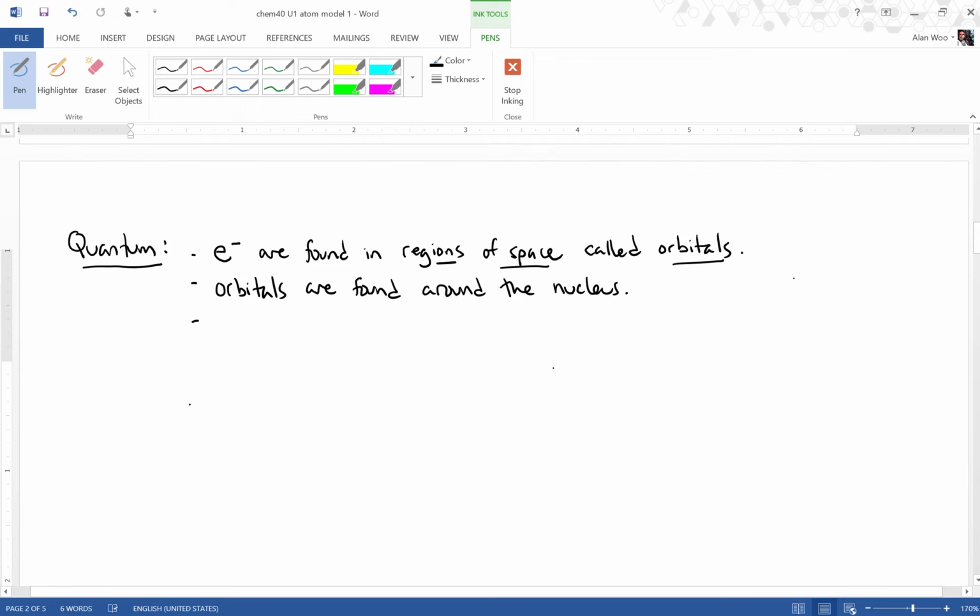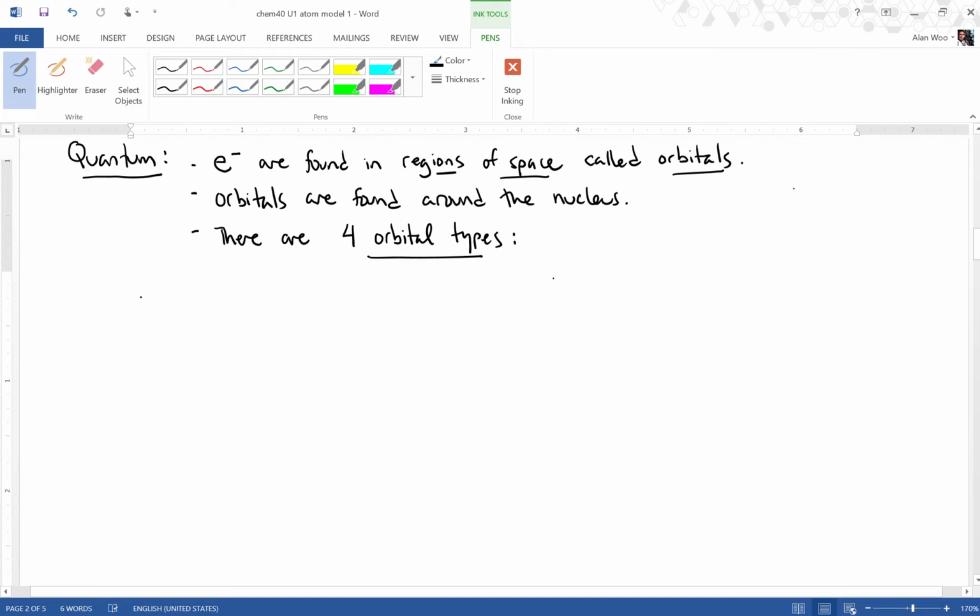But here's where they differ greatly from the other models. There are 4 orbital types. Each of these have a different kind of shape. Each of them are made up of one or more components or parts. So we'll look at the first 2, and we'll also draw out what these orbitals will look like for the first 2.